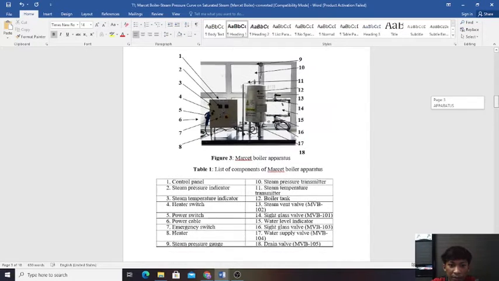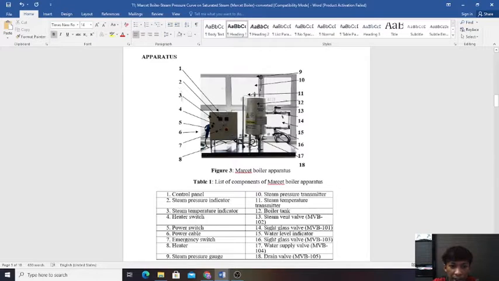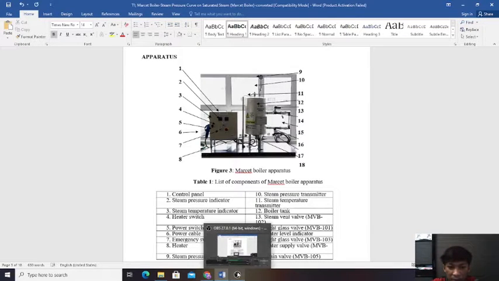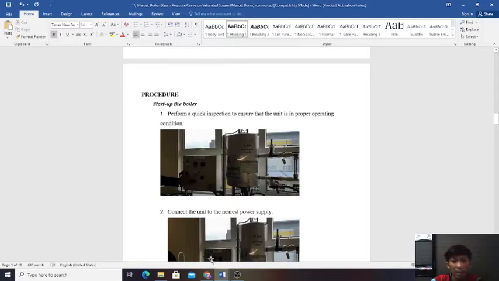For the apparatus, first is the control panel, second is the steam pressure indicator, third is the steam temperature indicator, fourth is the heater switch, fifth is the power switch, sixth is the power cable, 7, emergency switch, 8, heater, 9, steam pressure gauge, 10, steam pressure transmitter, 11, steam temperature transmitter, 12, boiler tank, 13, steam vent valve, 14, side glass valve, 15, water level indicator, 16, side glasses valve, 17, water supply valve, and 18, drain valve, MVB 105.